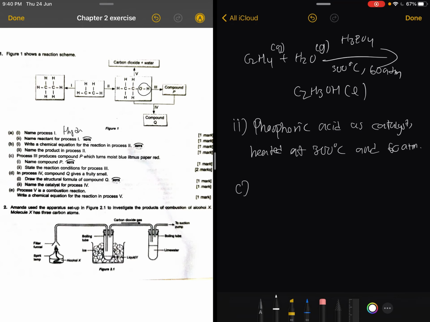Okay, that's B. Now C. C is about process 3. So it turns moist blue to red. So if it turns blue to red, it is acid. So it has to be a carboxylic acid. Since it's 2C, so it will be ethanoic acid.